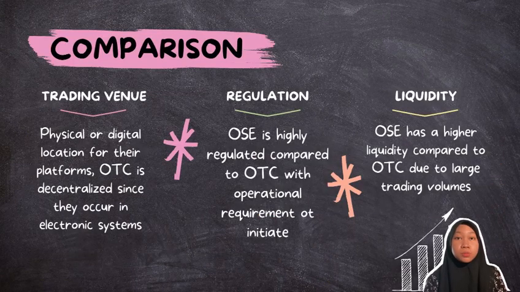There are three comparisons between OSE and OTC. For the first one, trading venue: OSE has a physical location for its platform, while OTC is decentralized since trades occur in electronic systems. Next is regulation. OSE is highly regulated compared to OTC, with operational requirements to initiate. Lastly, in liquidity, OSE has a higher liquidity compared to OTC due to large trading volumes.